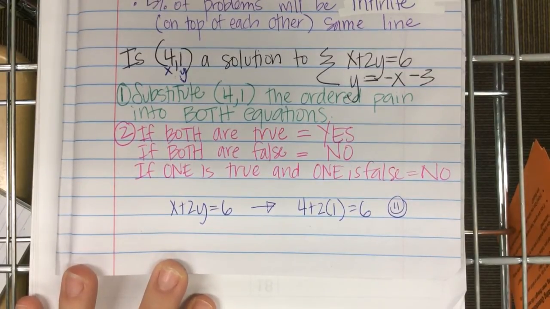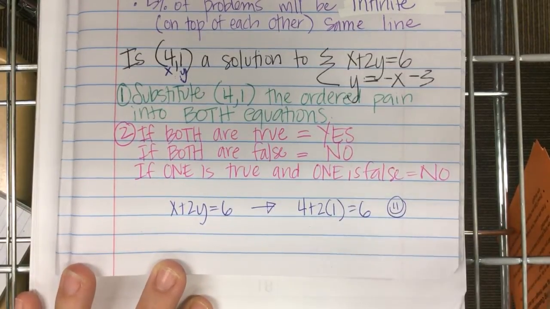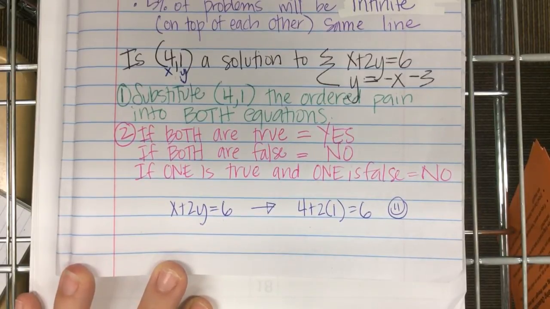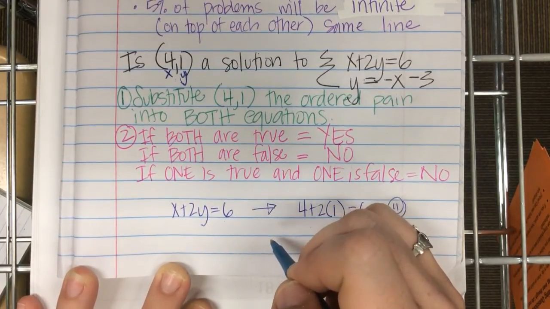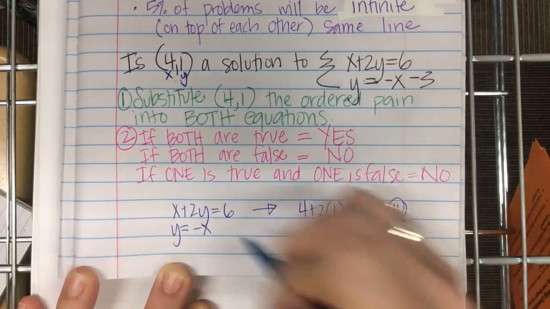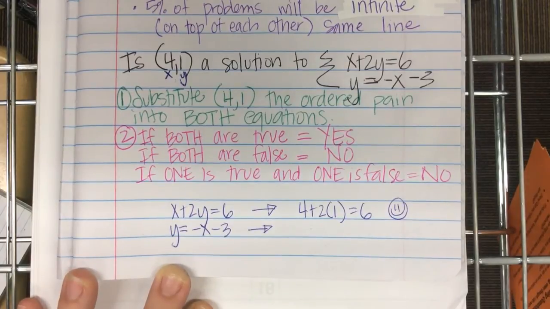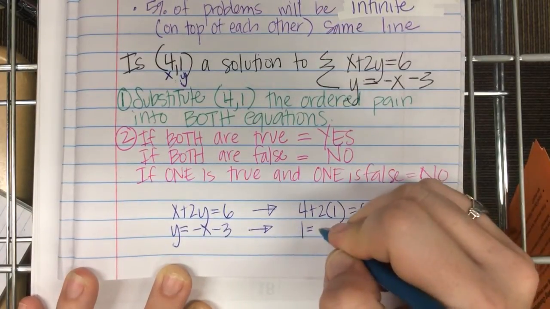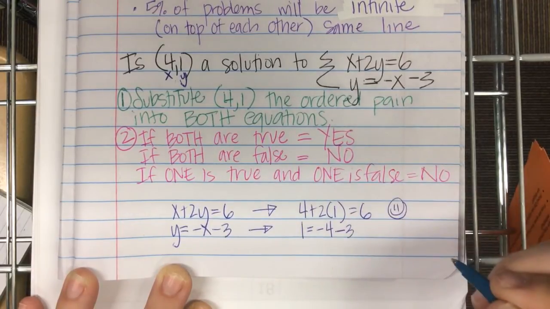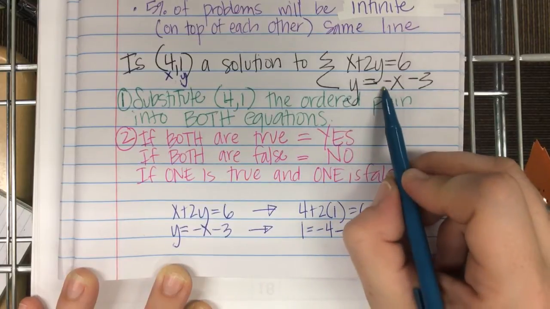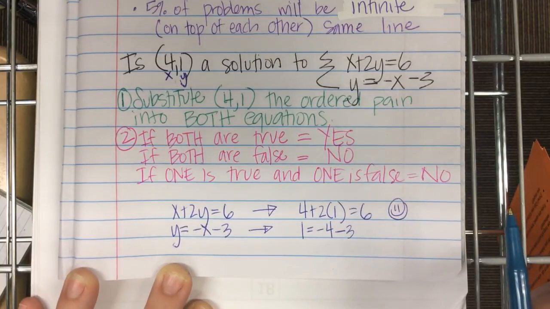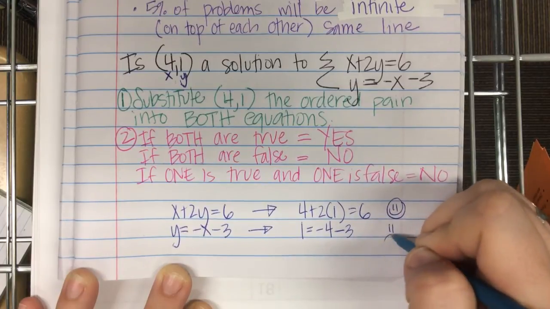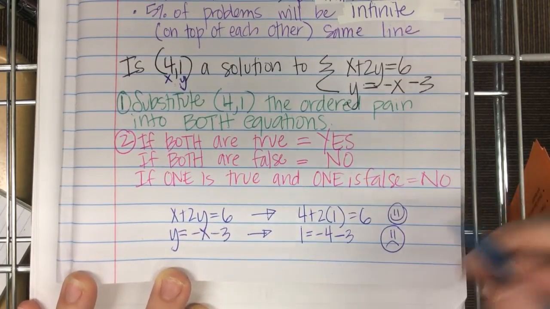If the first one gives you a no answer, do you think you have to check the second one? No. Because if one of them is false, it's automatically a no, it's not a solution. If the first one is true, do you have to check the second one? Yes. So y equals negative x minus 3. So 1 equals negative 4 minus 3. Is that true? No. So is this a solution? No. Nope.